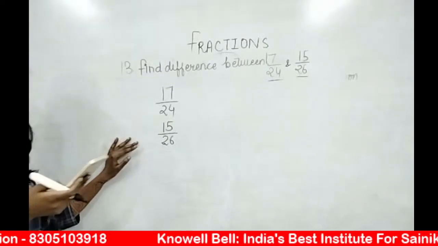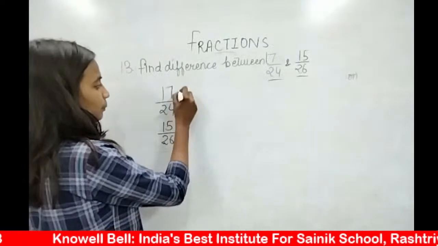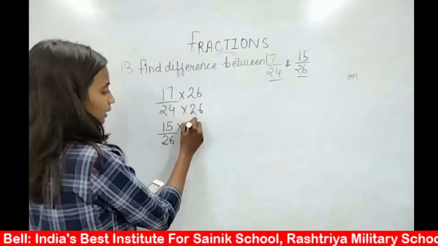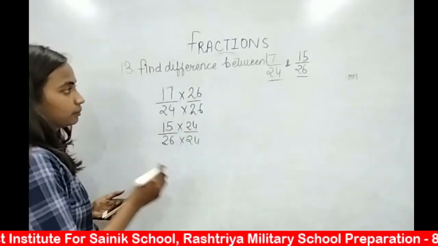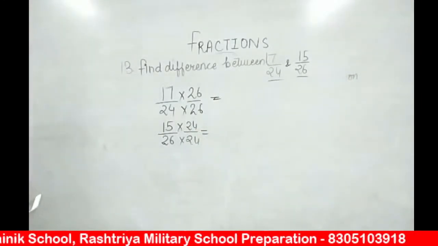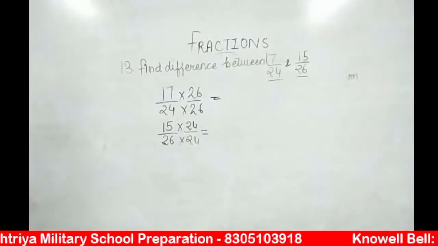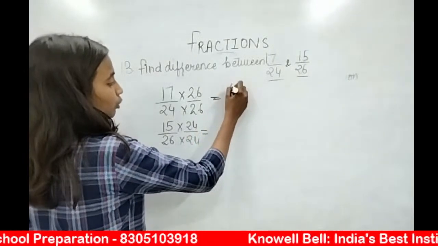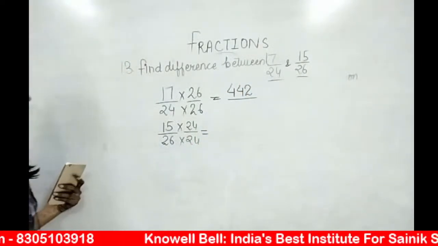Your answer is correct. Good, just one. Okay. Simply, what can you do? Multiply it by 26. Multiply this by 24. And then you can solve it. 17 multiplied by 26, what would be the answer? 442. 17 multiplied by 26.